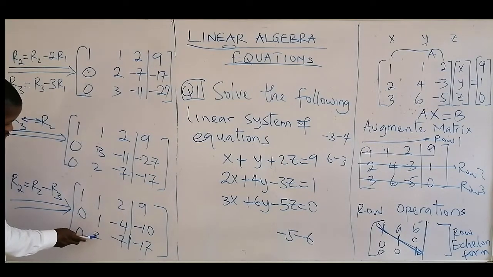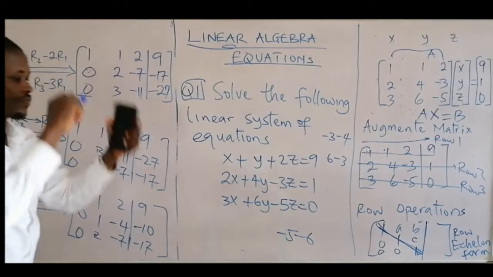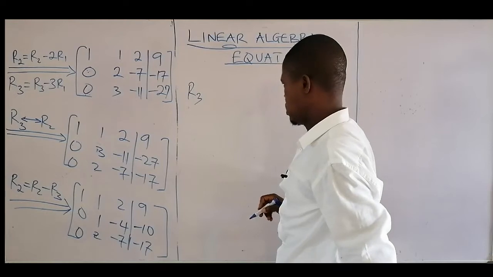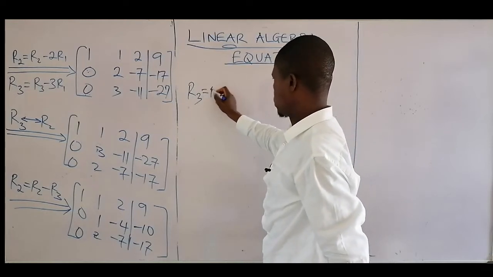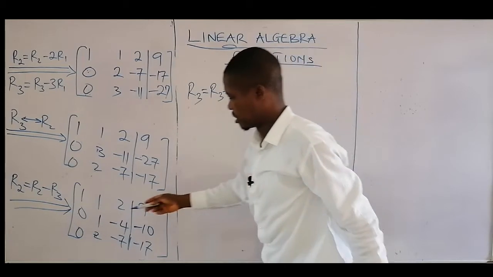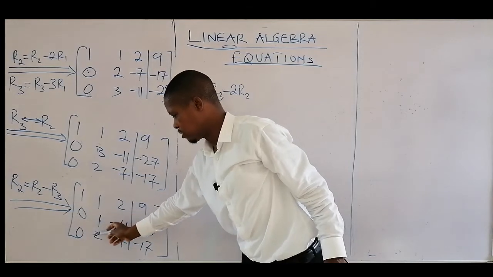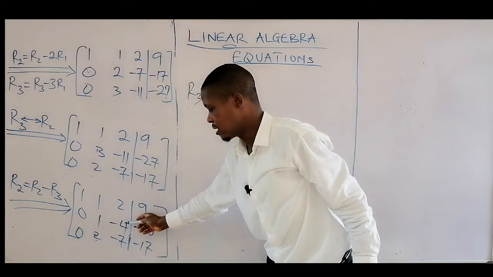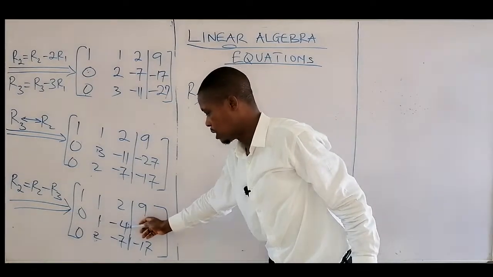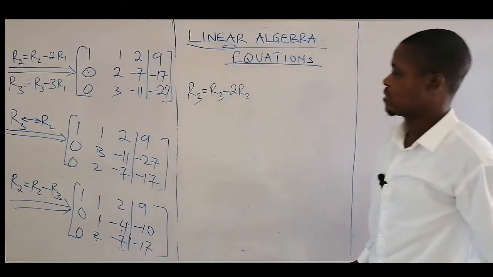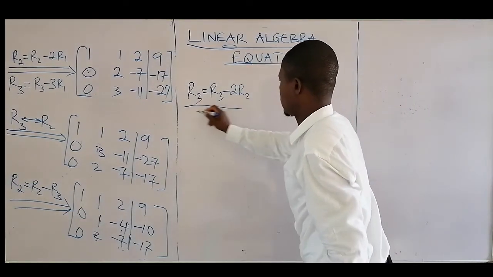The next thing to do now is to have this one to be 0 and this one to be 1. So let's see what we can do to that. Let's get row 3. Row 3 will be equal to row 3 minus 2 times row 2. Because if I multiply row 2 by 2, then I have 2 here. So 2 minus 2, this will be 0. Also here, I have minus 8 here. If I multiply row 2 by 2, and then minus 7 minus 8, that will give me a 1 there. So that achieves my target.